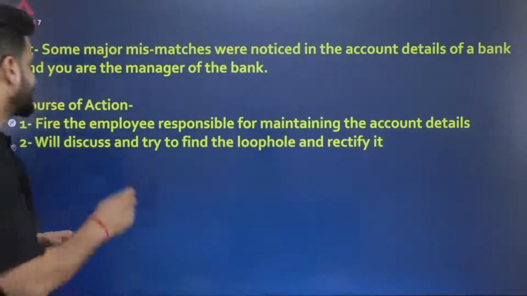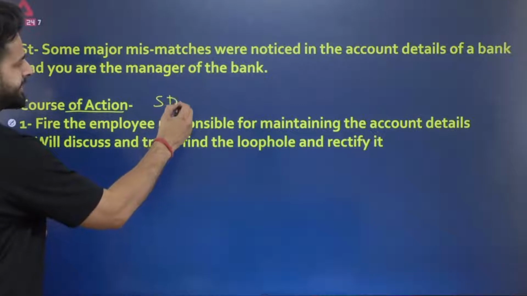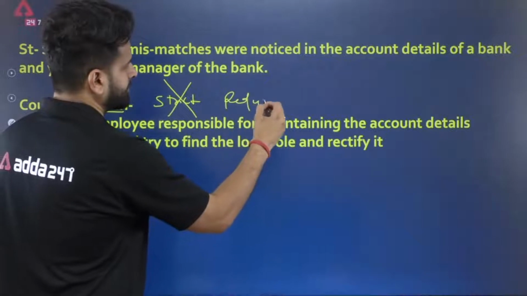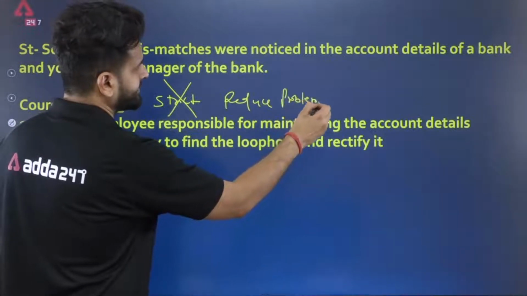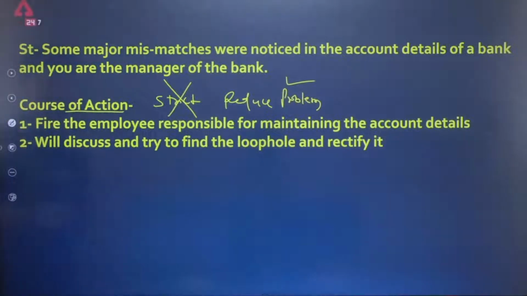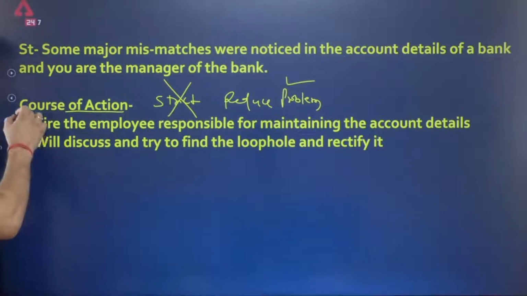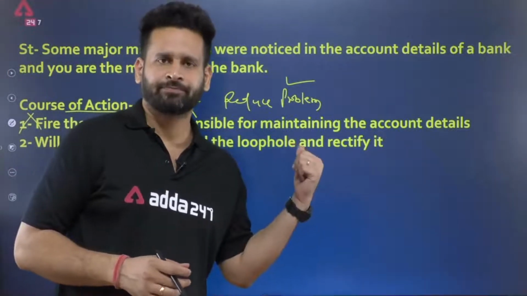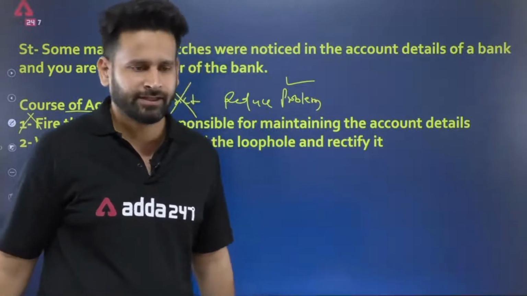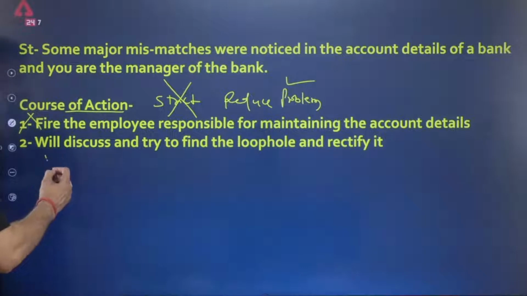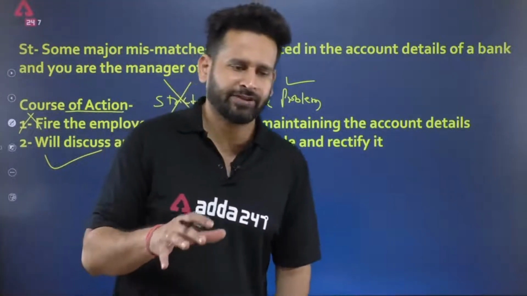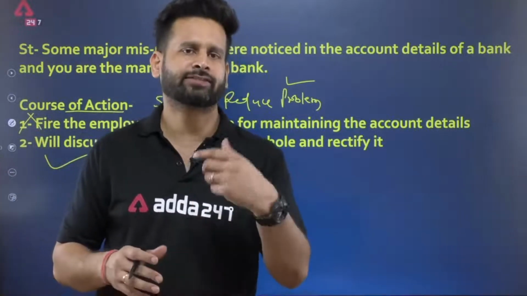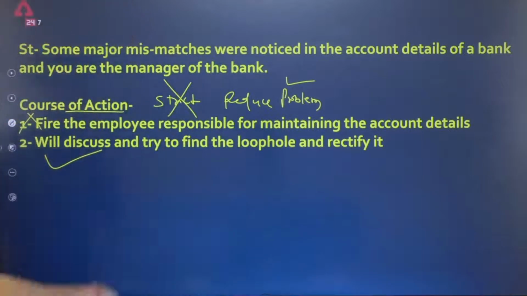So of course, first, your course of action should not be strict, and it should reduce the problem. These are some characteristics of your course of action. So the first one is wrong, because you cannot take such a harsh decision. Maybe there is some fault not from his end, maybe there is some error in the software. So you cannot fire. The second one will be right, that you will discuss with the concerned person that this is the problem, are you aware of this problem, or what is the solution to this problem. You will discuss first, then you will try to rectify it.